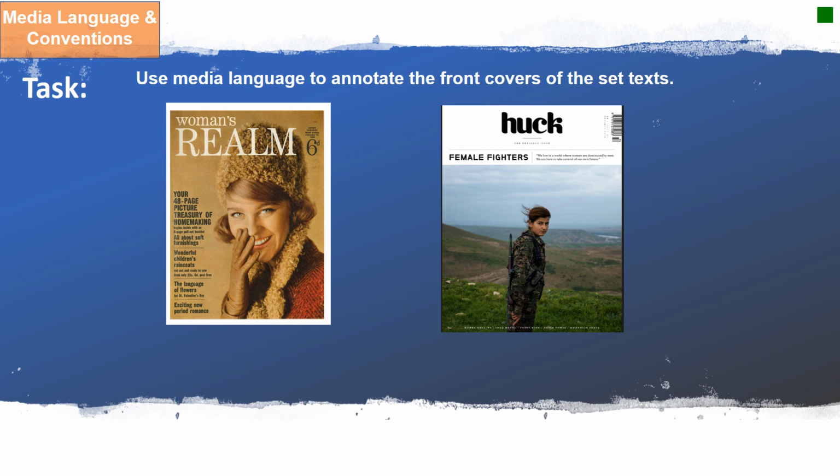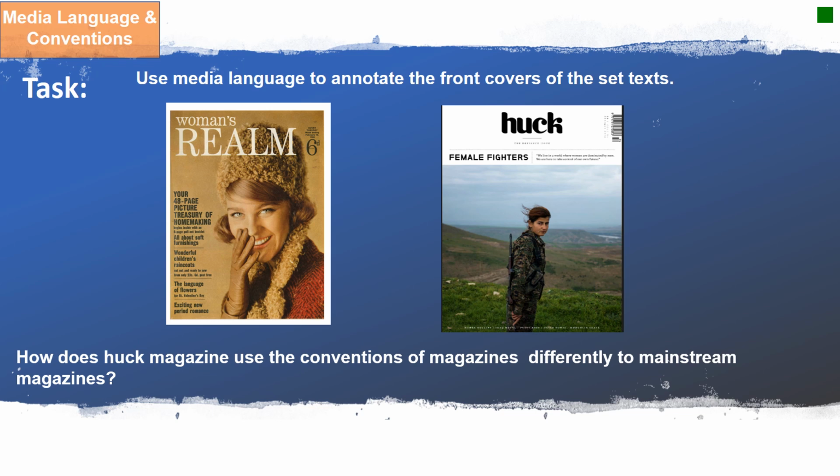So once you've annotated these things and identified the conventions on each page, I want you to write a short paragraph answering this question. How does Hook magazine use the conventions of magazines differently to mainstream magazines? So really, what makes it look like an independent magazine? How does it feel and look and have an aesthetic of an independent? I will send you this in an assignment to be completed.